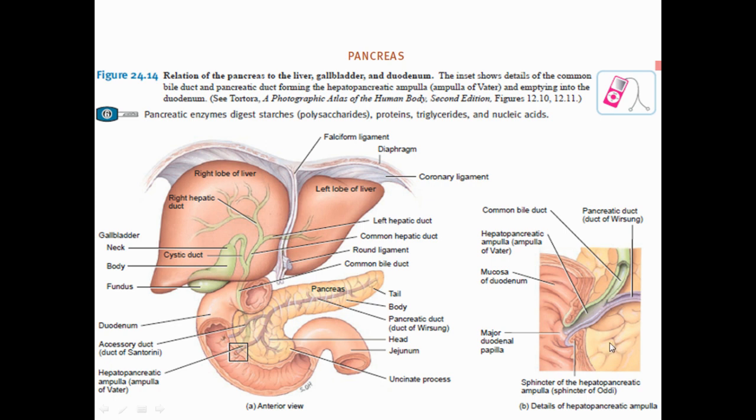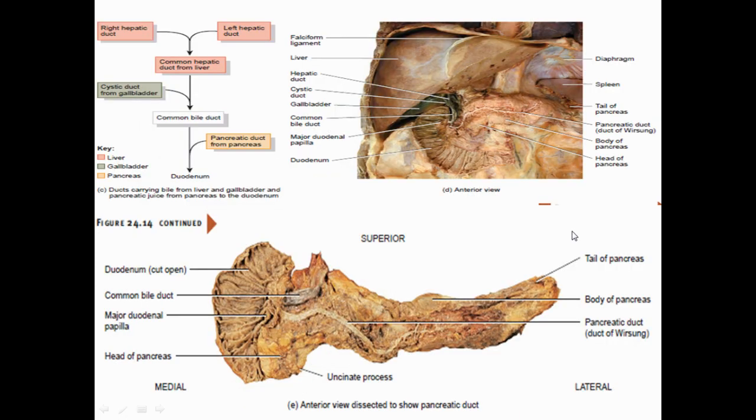This will open into the duodenum, and the site where it opens into the duodenum is a raised region called the major duodenal papilla. This region is guarded by the sphincter of the hepatopancreatic ampulla, called the sphincter of Oddi. Now we will see the different cells which are present in the pancreas.